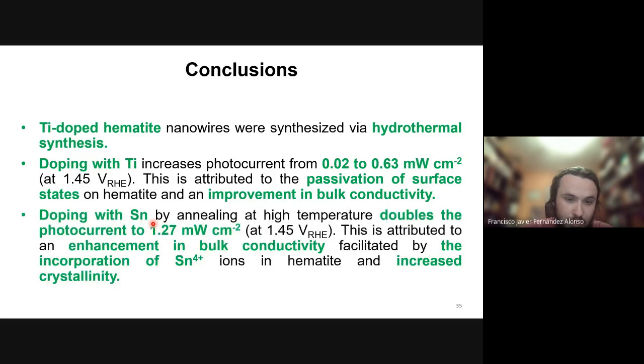And also by doping with tin by annealing at high temperature, we can double the photocurrent to 1.27 milliwatts per centimeter square. And this can be attributed to an enhancement in bulk conductivity and also an increased crystallinity.